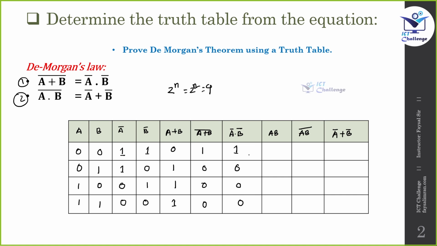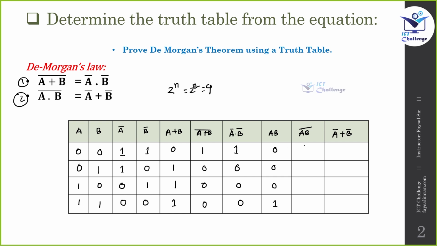So now the value of ab we need here, so a into b. So we have to multiply those two values, a and b. So 0 into 0, the result should be 0. 0 into 1, the result should be 0. 1 into 0, that means the result is 0. 1 into 1 is equal to 1.